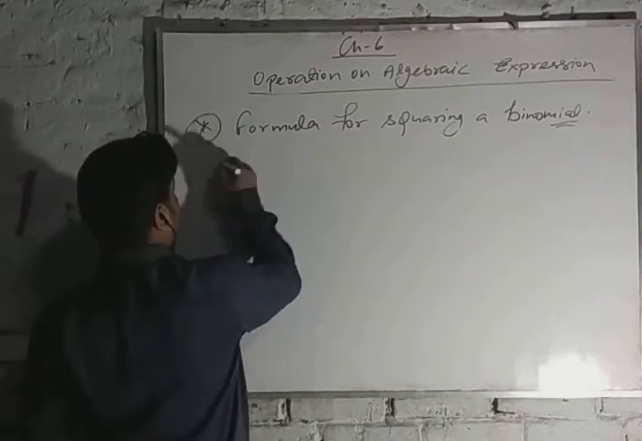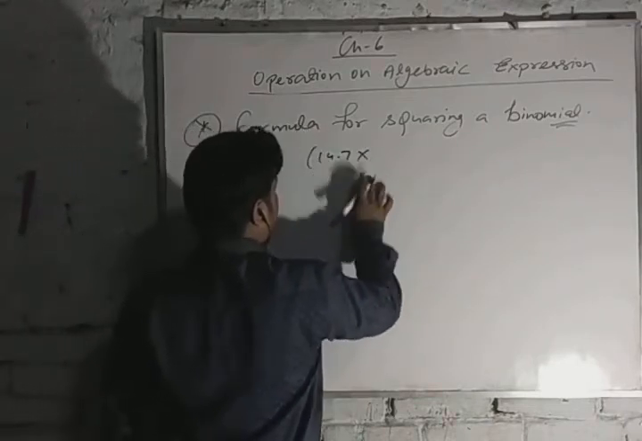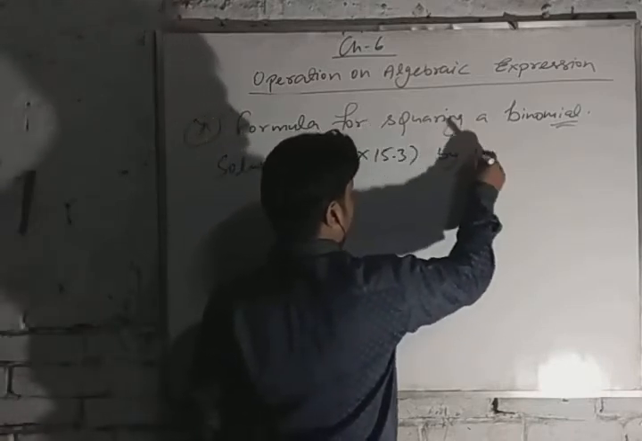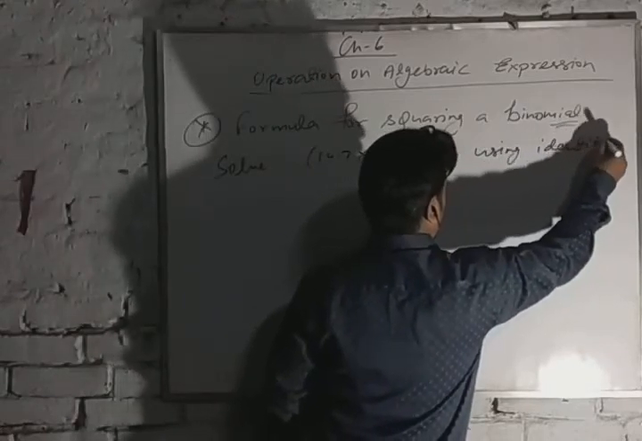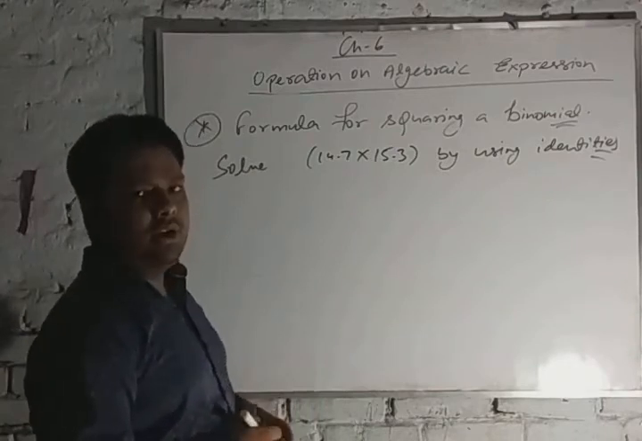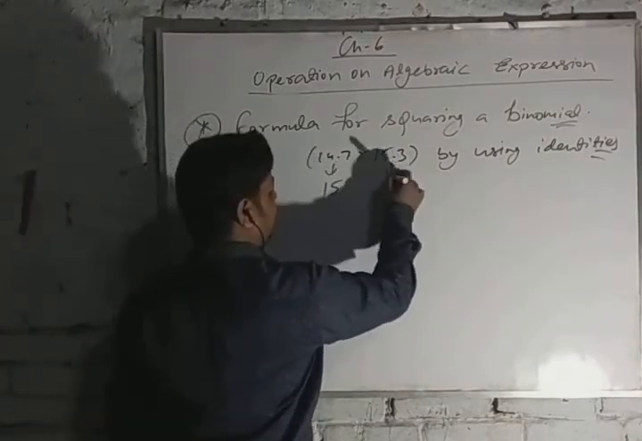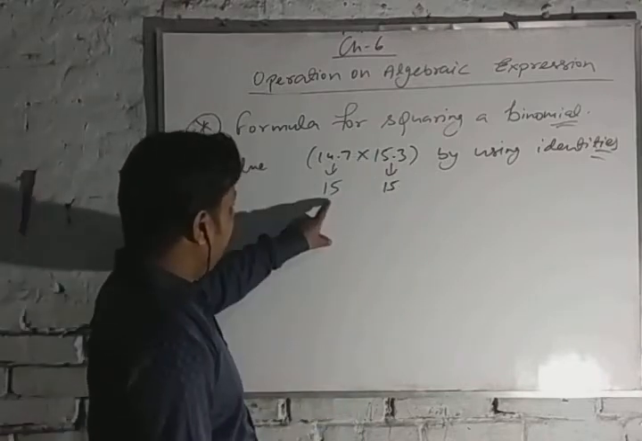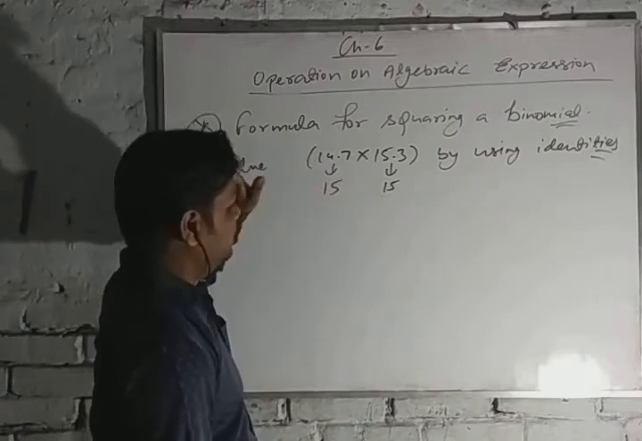If the question is to solve 14.7 into 15.3 by using identities. Now here you can see 14.7 is nearly equal to 15 and 15.3 is also nearly equal to 15. Then what value will we subtract from 15 to get 14.7?